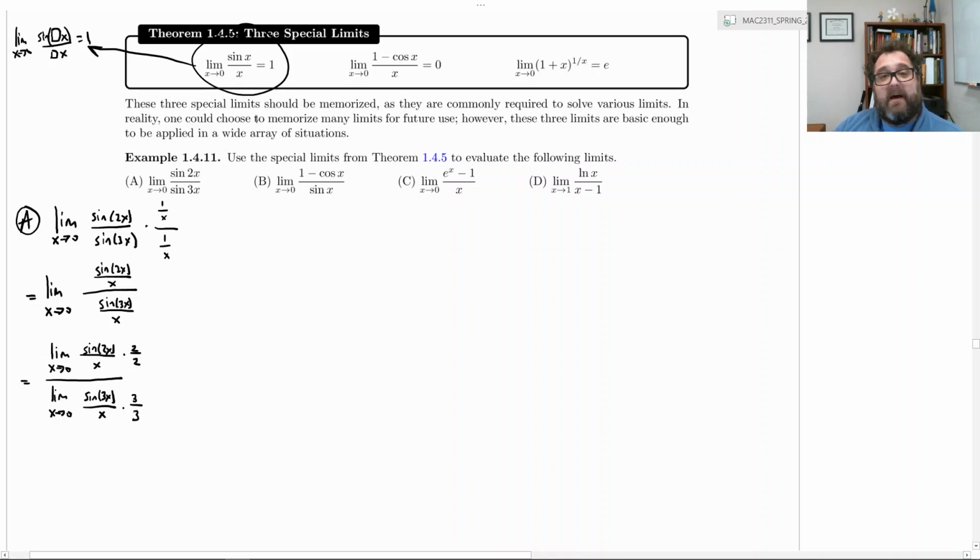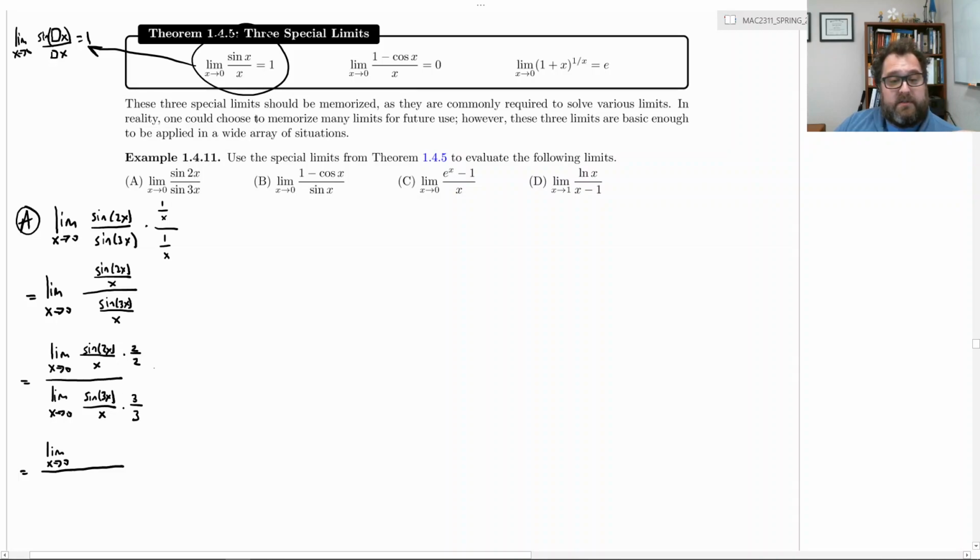So I've multiplied by a special version of 1 now 3 times in this exercise. And again, that's a very common technique you should always think about when we're in this class. Now, what can I do? I can rewrite. I have the limit as x goes to 0.